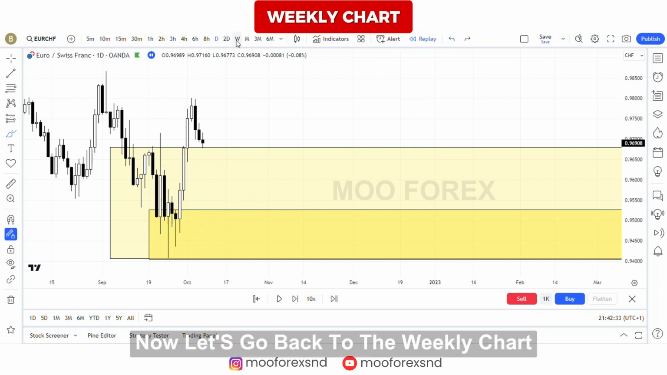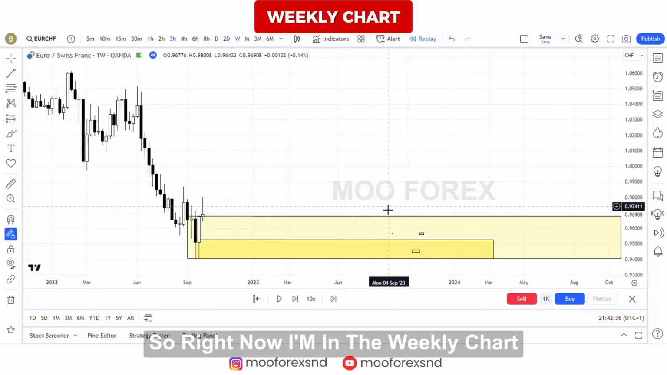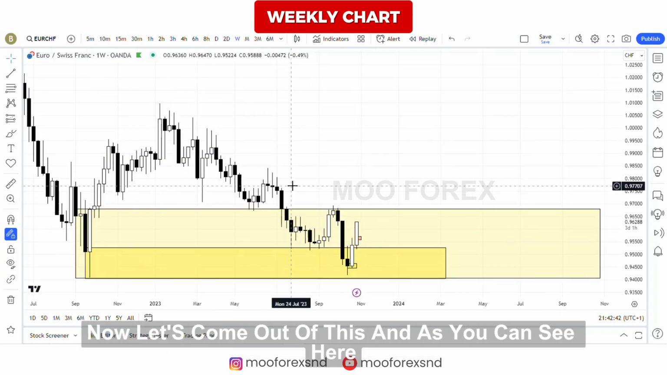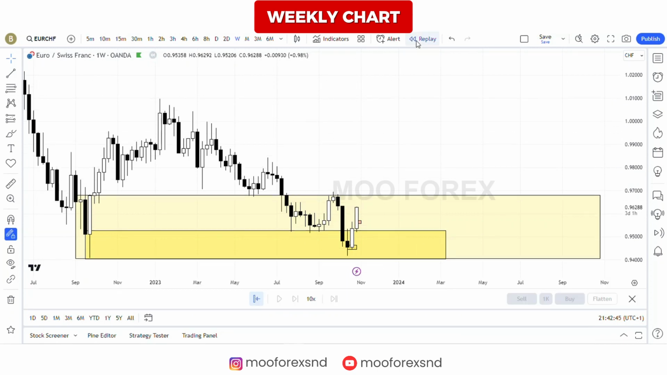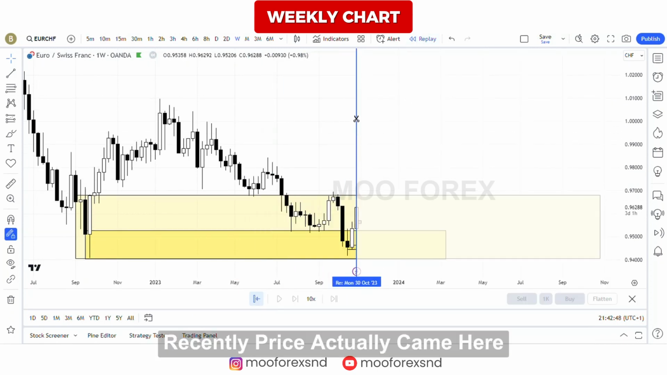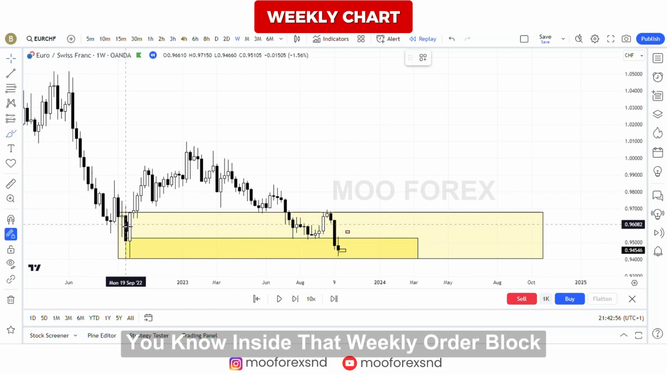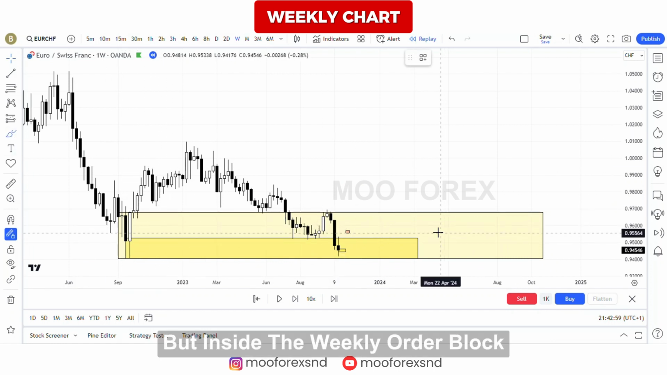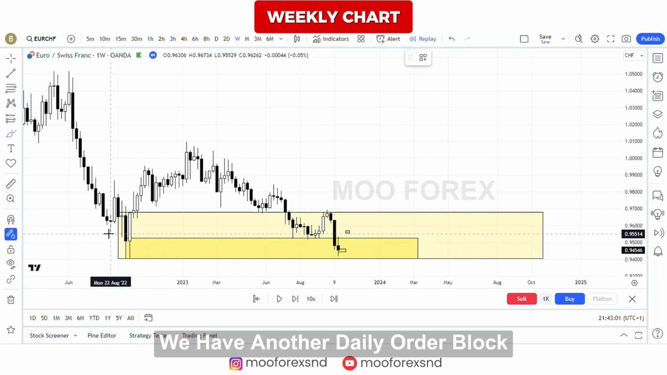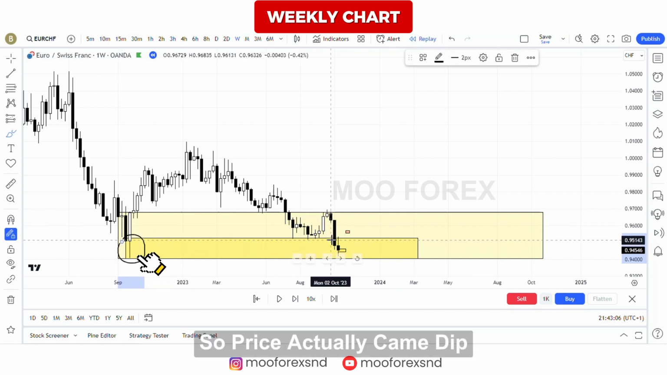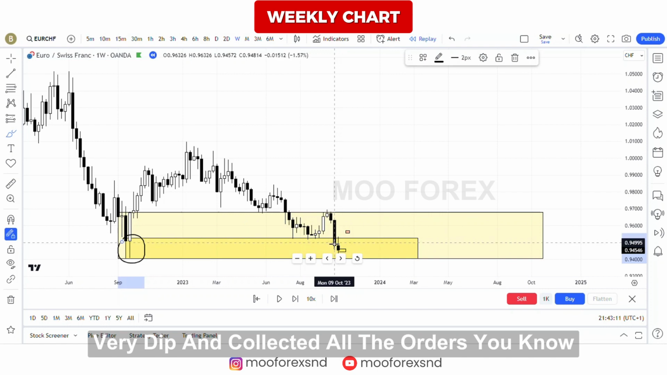Now let's go back to the weekly chart. So right now I'm in the weekly chart. Now let's come out of this, and as you can see here, price recently came inside that weekly order block, but inside the weekly order block we have another daily order block, daily imbalance. Price came very deep and collected all the orders.